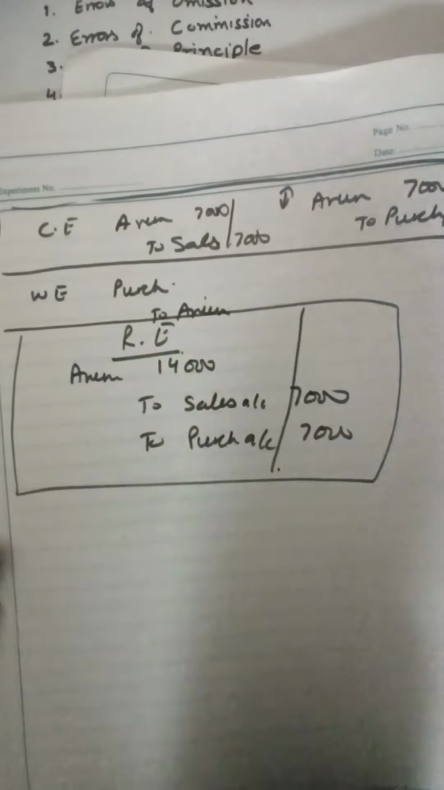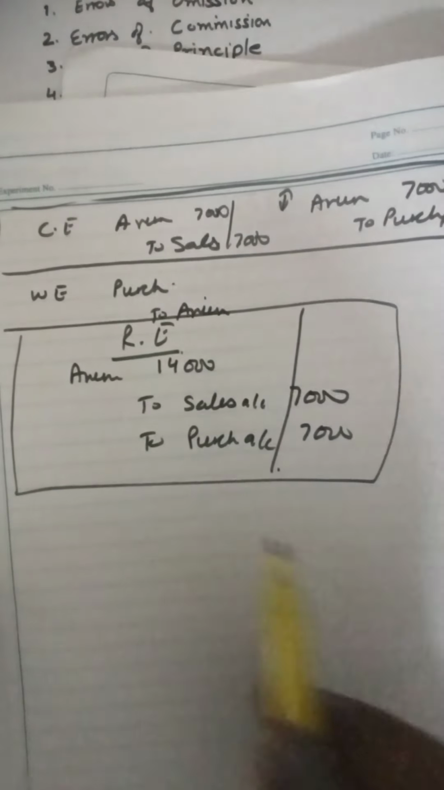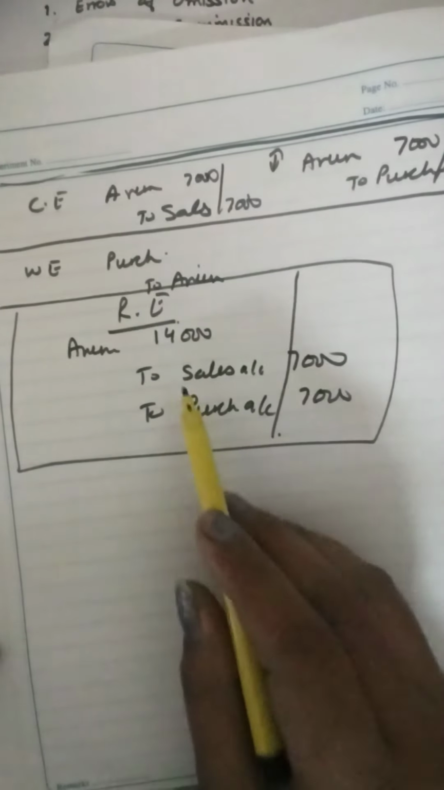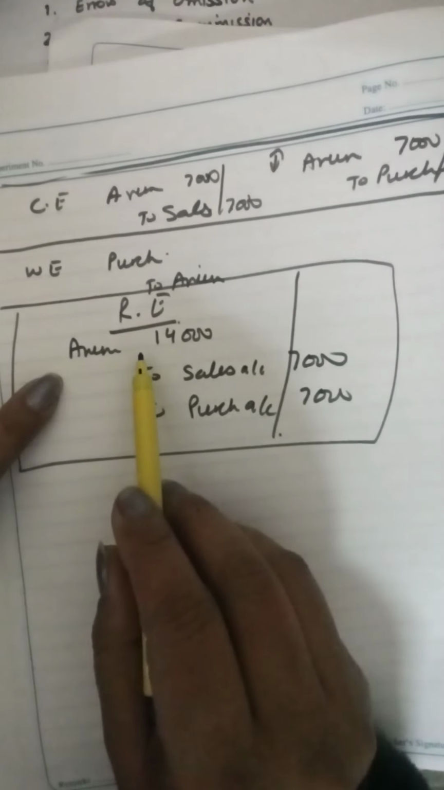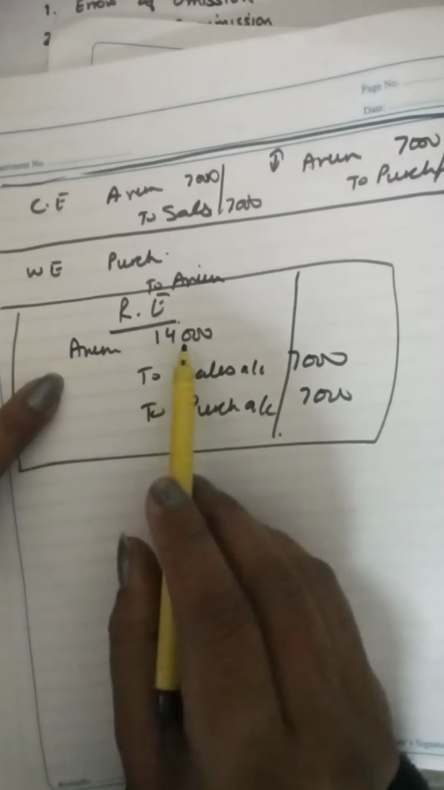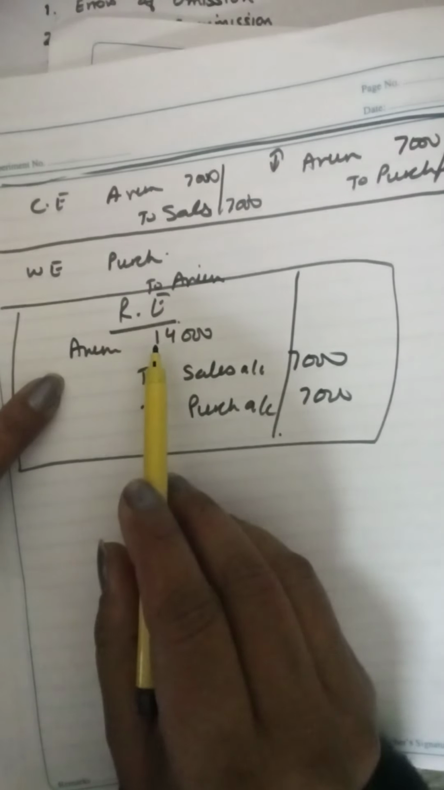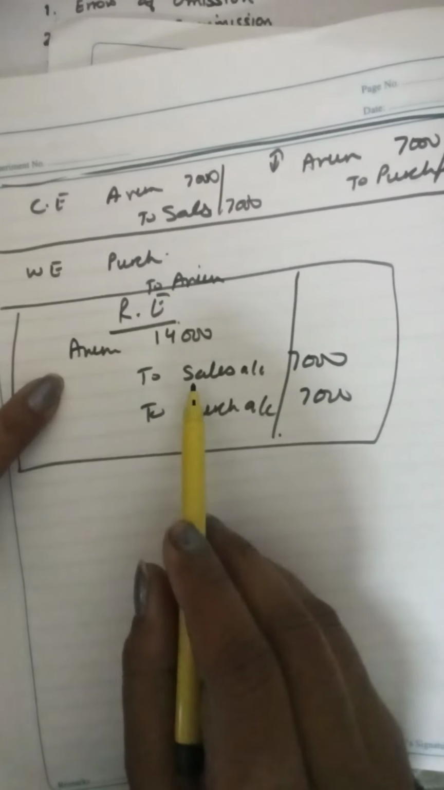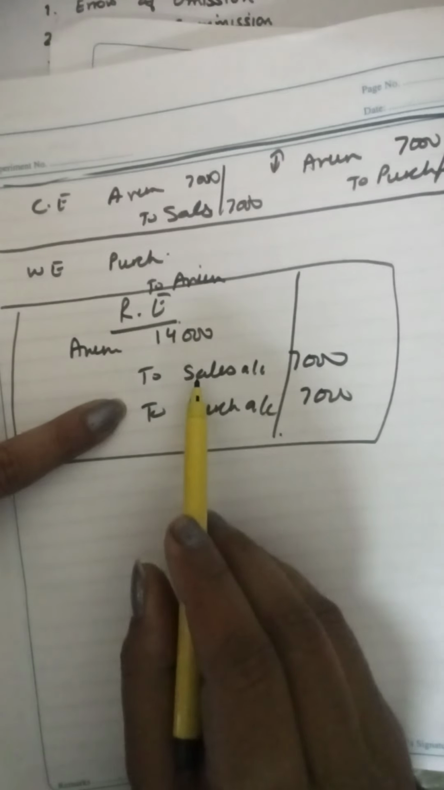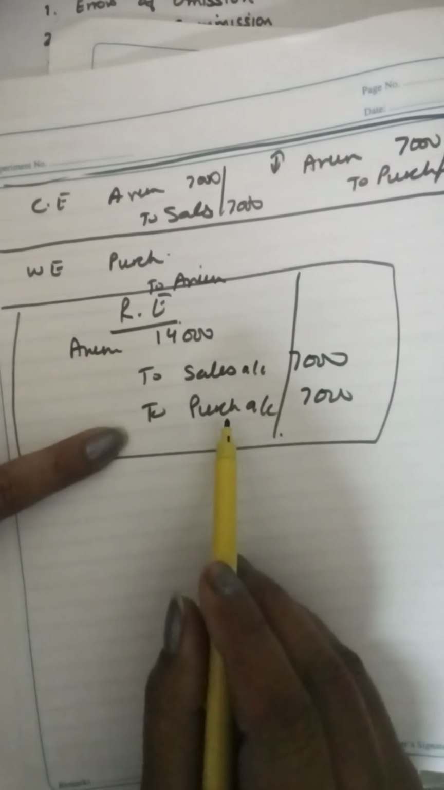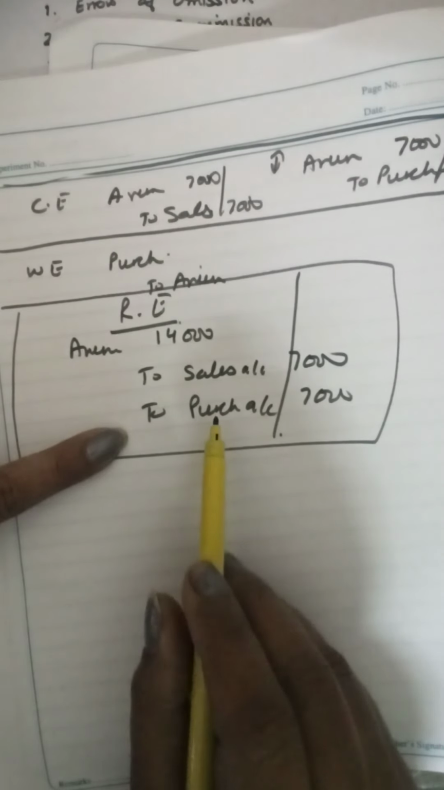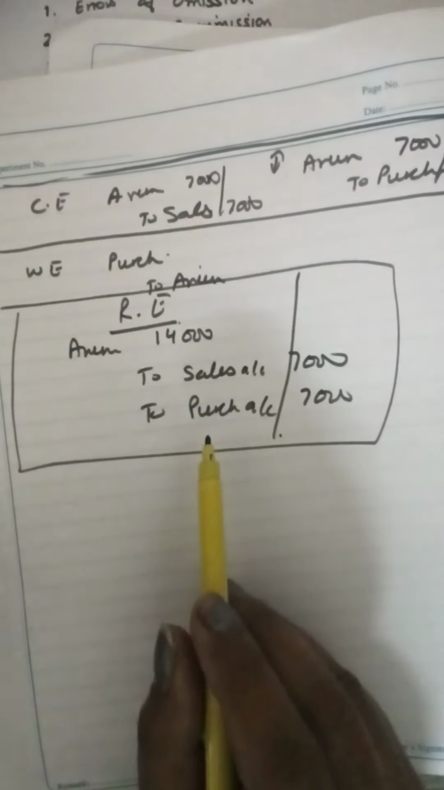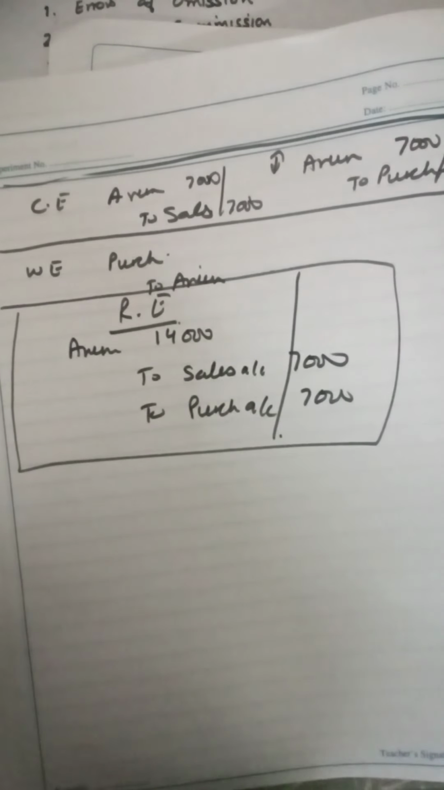This is the rectification entry. So what do we do here? It is a compound entry, but the error is removed. We have debited the account which has not been debited. We have credited the account that was wrongly debited, and the error is removed. Clear? Now proceeding to the next illustration.